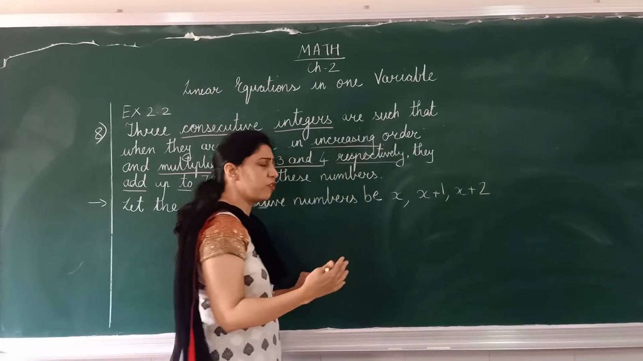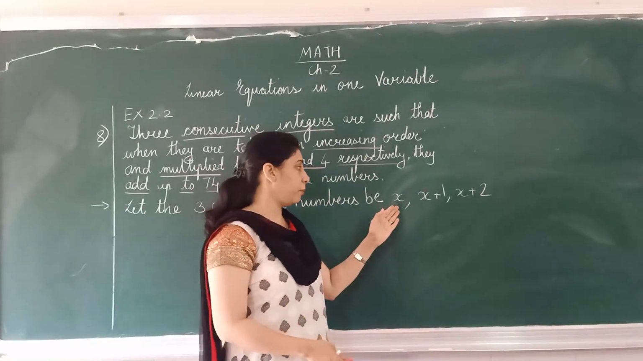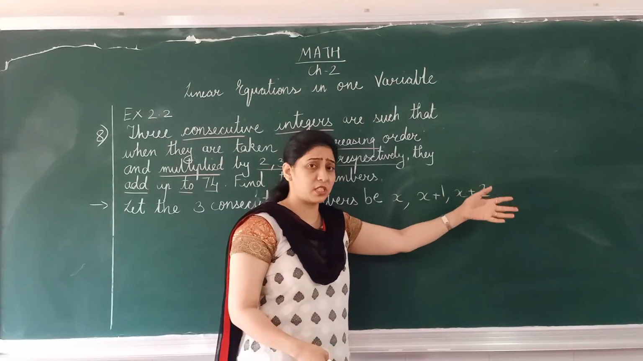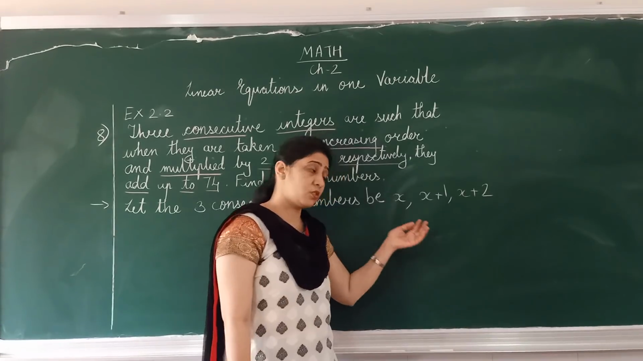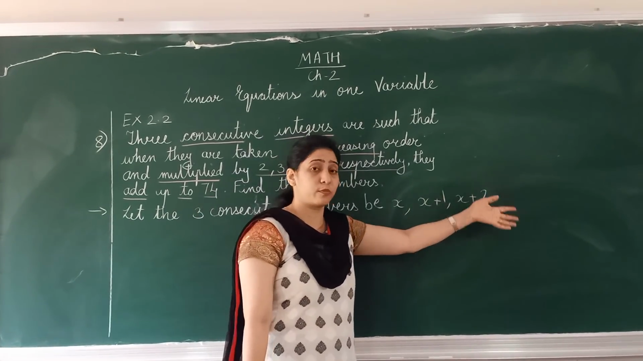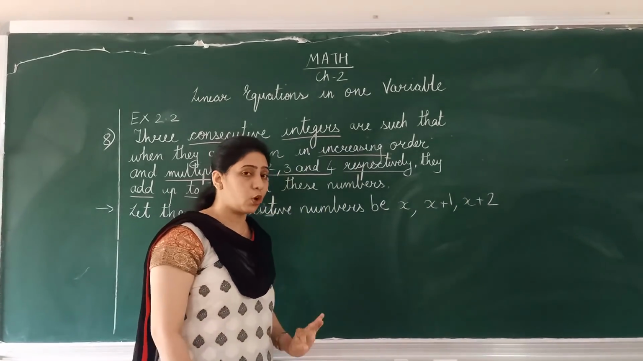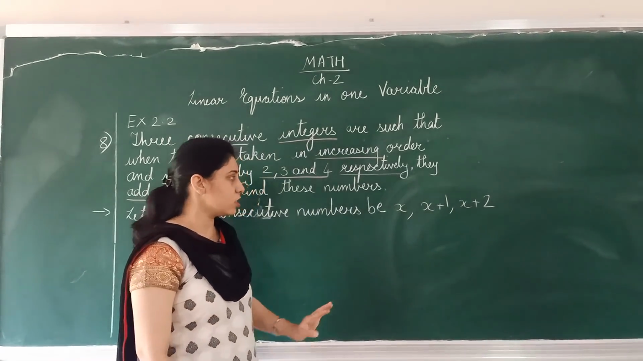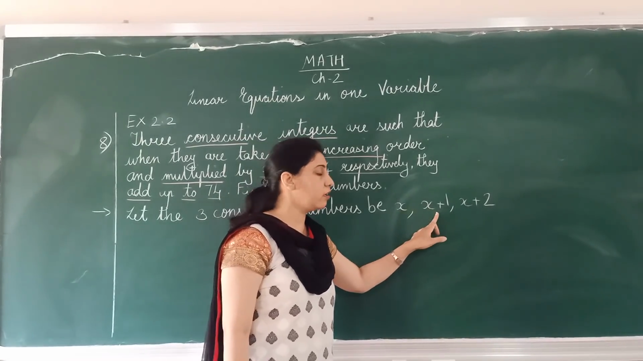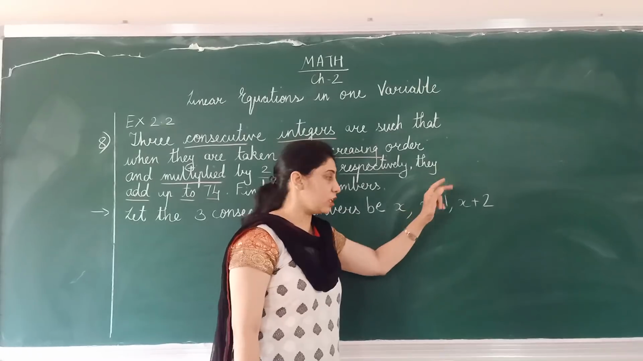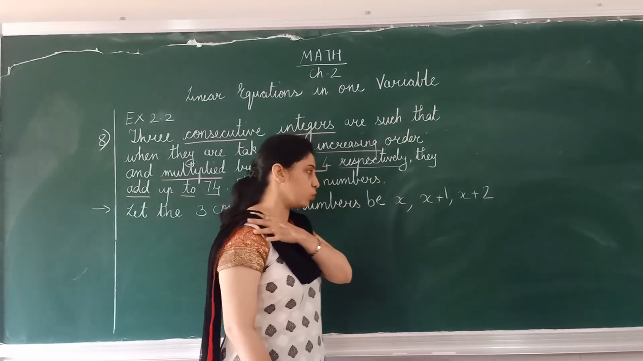What are the consecutive integers? It can be x, x plus 1, x plus 2, x plus 3. They may ask you for 4 consecutive integers, 5 consecutive integers, so it will be x, x plus 1, x plus 2, x plus 3, x plus 4, x plus 5. It goes on. But we want only 3 consecutive integers. We take the first as x, the second will be x plus 1 and the third will be x plus 2.